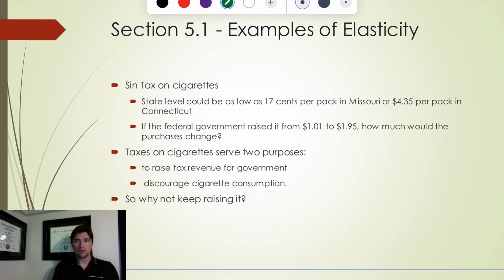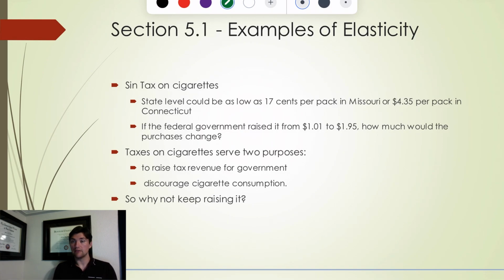So what are we trying to do here? Are we trying to decrease the amount of cigarettes people are buying, or are we trying to do something else with the tax? Because taxes serve two purposes in this case. Number one, taxes are used to raise tax revenue for the government.